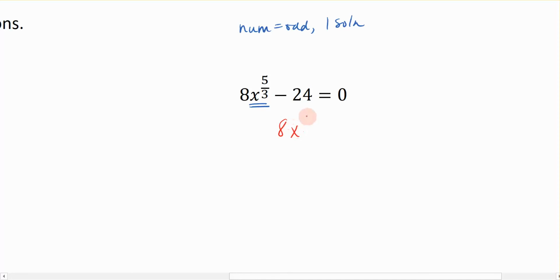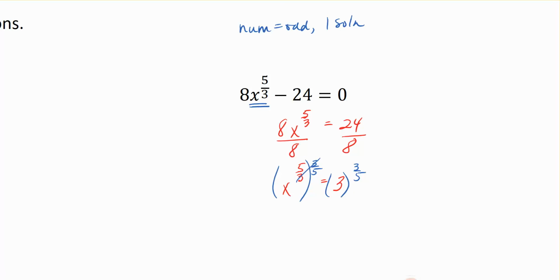I get 8x to the 5/3 equals 24. Still, I can get the variable even further by itself by dividing both sides by 8. So I now have x to the 5/3 is equal to 3, because 24 divided by 8 is 3. It is at this point that I can raise both sides to the 3/5 power, because that gives me a 1 on the left hand side. So my variable is now raised to the first power, and the right hand side is 3 to the 3/5.